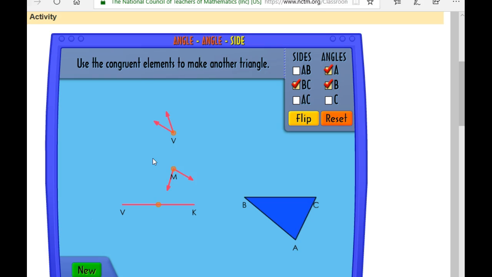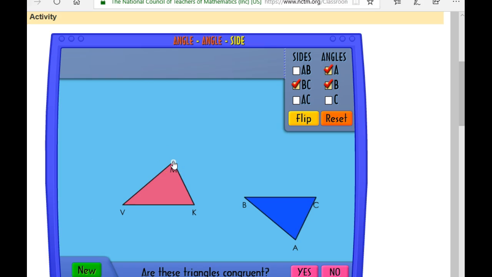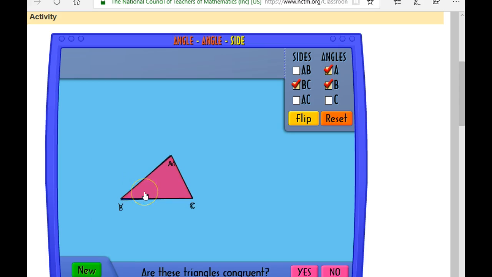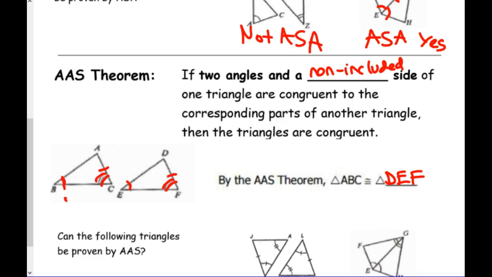So, let's see. V and then M. Is that the same triangle? Flip. What do y'all think? Yeah, it is congruent. So AAS works as well, okay?